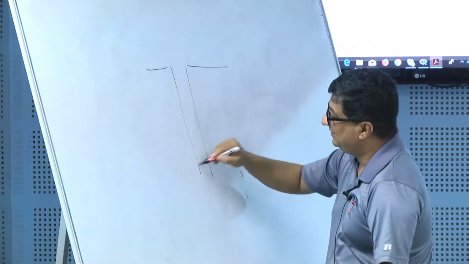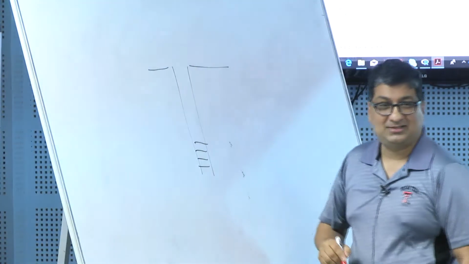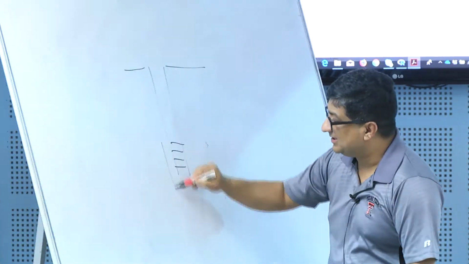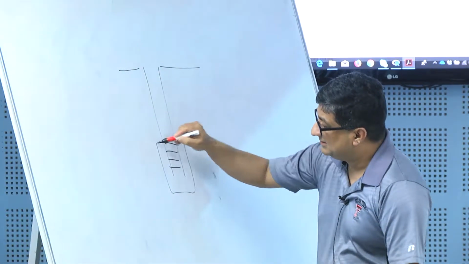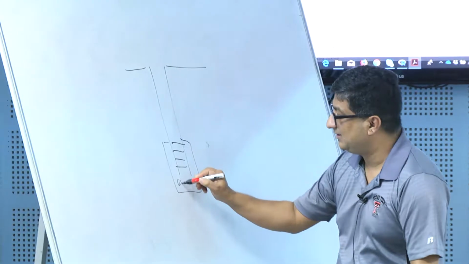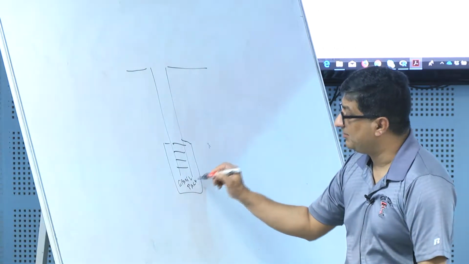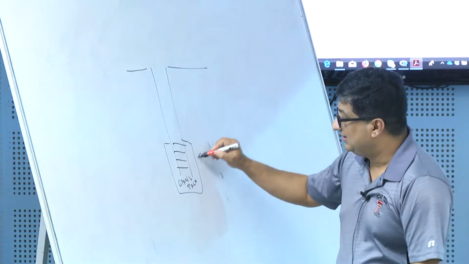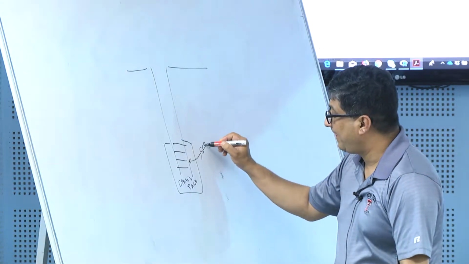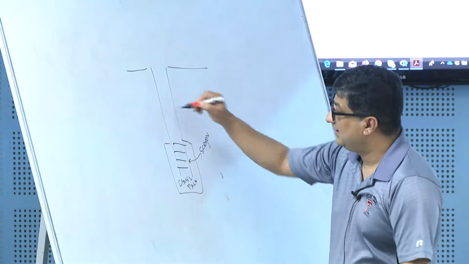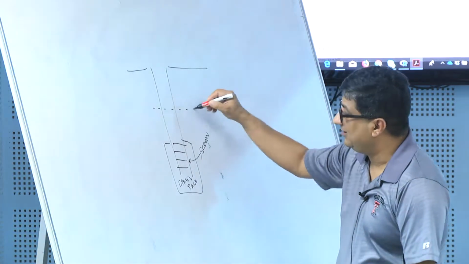So here's my well. This is the portion where it's screened. Usually there is a gravel pack sitting. This is called the gravel pack. This is high permeability material, basically. This is your screen. Let's say my water table is here.